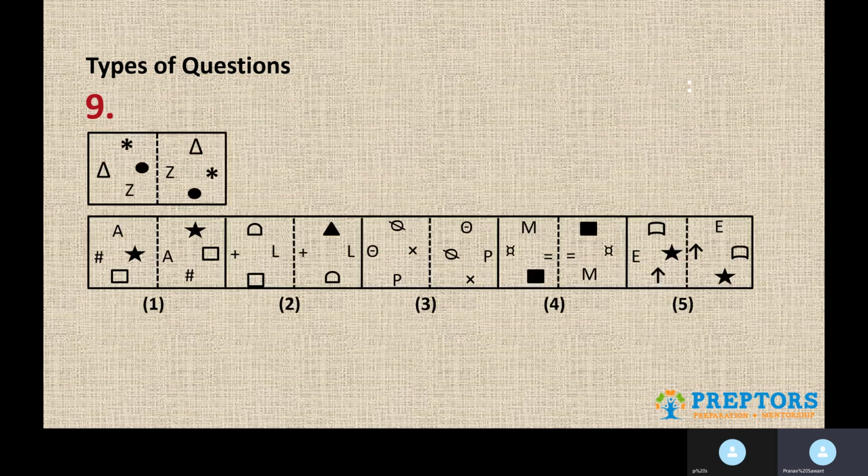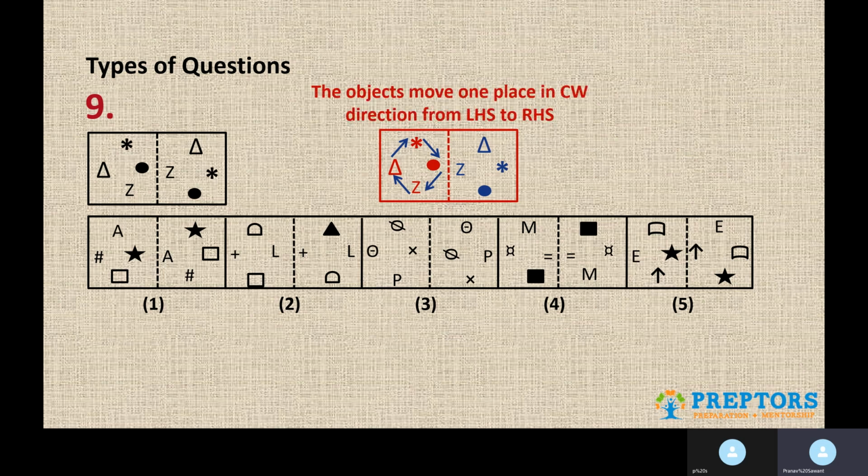Moving to the next question. In this question, the topmost object is moving to the right, the rightmost object moving to the bottom, the bottommost object moving to the left, and the leftmost object moving to the top. So this is the logic. The objects move one place in clockwise direction from left hand side to right hand side. Let's check whether the same logic is followed in this or not. In the first figure, the logic is not followed, correct? The logic is not followed. Hence, option 1 is our answer.